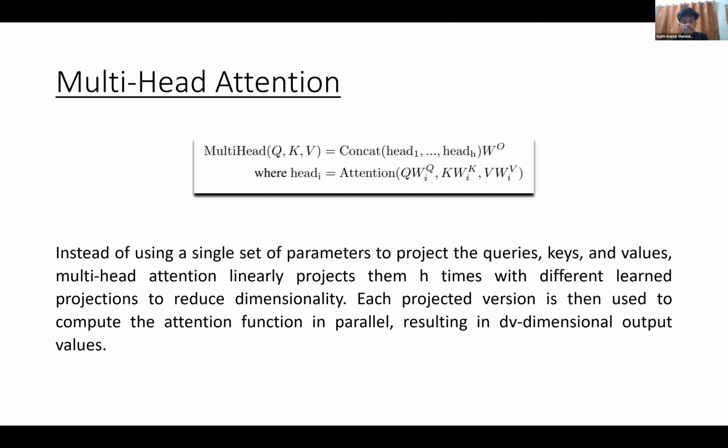Then the attention function is performed in parallel on each of these projected versions of Q, K, and V, resulting in h output values of dimension dv. The output values from each head are concatenated and projected to produce the final value. In this paper, the authors have used 8 parallel attention layers, that is, the value of h, the number of heads, is 8, and they have taken dk, dv, and d model as 64 to reduce the computational cost.